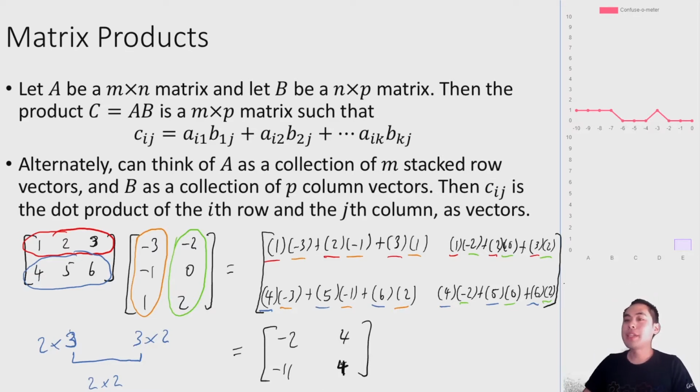But yeah, so this is how you do this. You take a row times a column, you take a row times the next column, and that's your next entry, and so on.